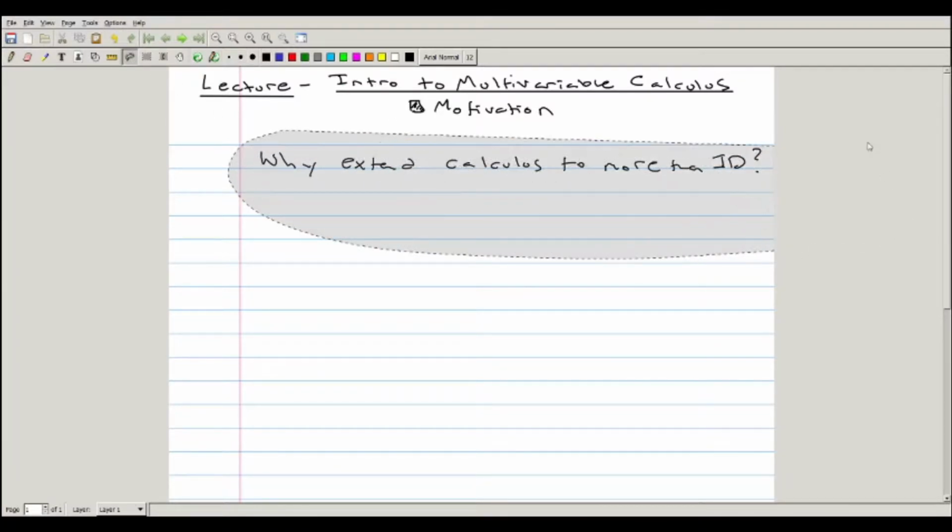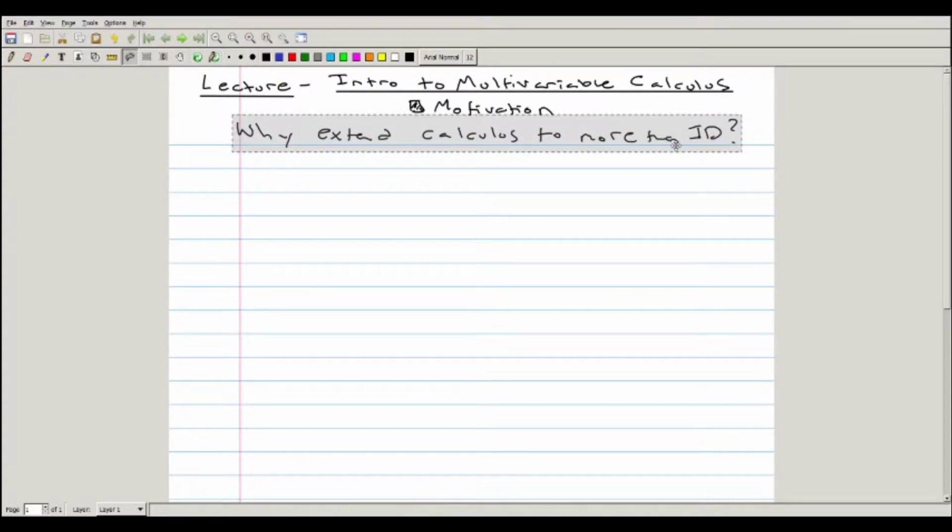This is a very good question to ask. You could make the argument that isn't calculus hard enough as it is? Why should we extend it to more than one dimension? And I guess a very straightforward and direct answer to that question is, for one, we live in four-dimensional space-time.